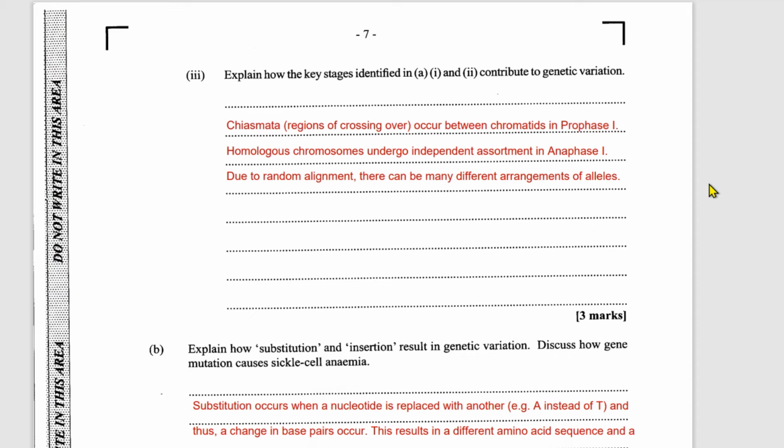So it's 3 marks. Once you make about 3 points, you should be fine, but you want to focus on things like crossing over, independent assortment, random alignment, things like that. The fact that they could get a large possibility of alleles in these daughter cells.